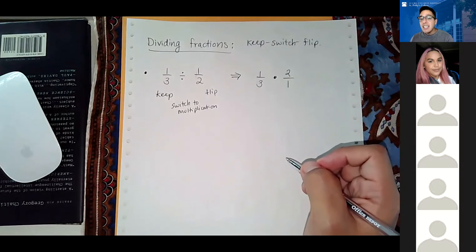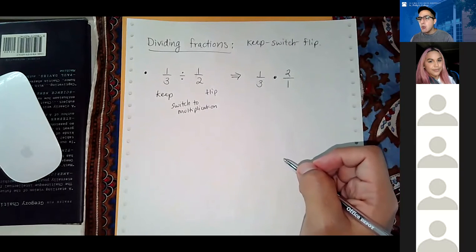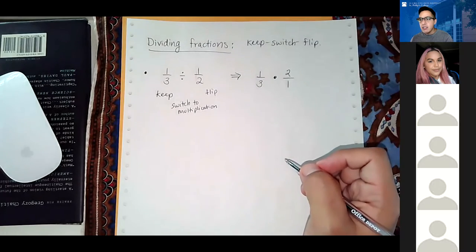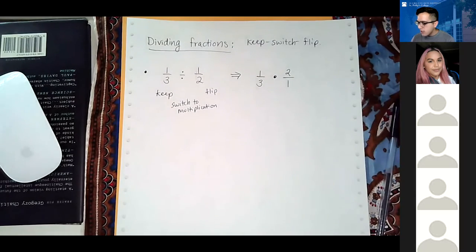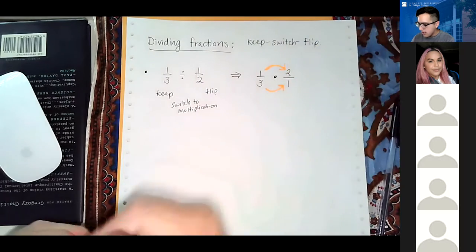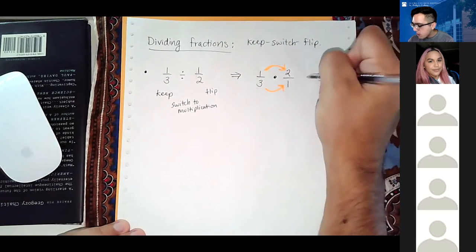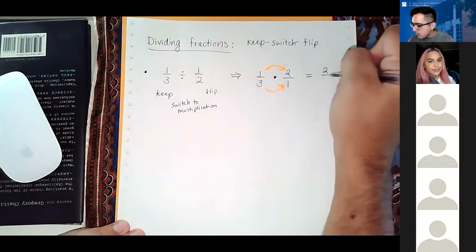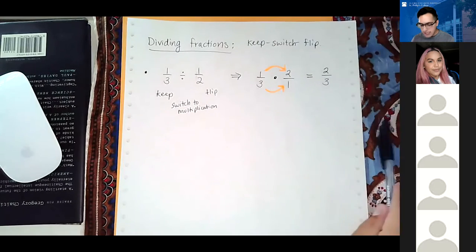So now that we've done that keep, switch, flip, we're back in the world of multiplication. And the rule for multiplication is just multiply straight across. So now we have 1 times 2 and 3 times 1. So our fraction should be 2/3. And that's our answer.